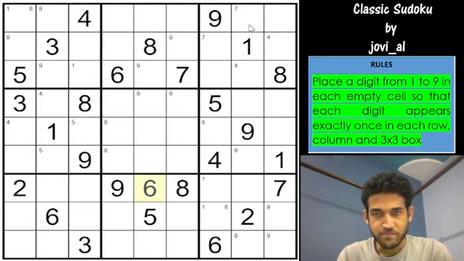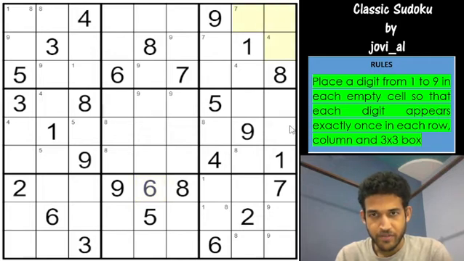So 6 has 3 options here. And just like the 5 in here, 6 has 3 options. 5 goes in these 3 cells. And 6 also goes in these 3 cells.